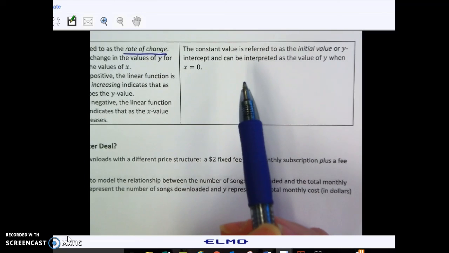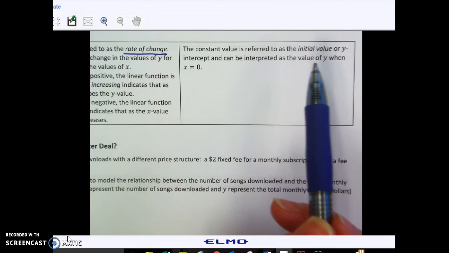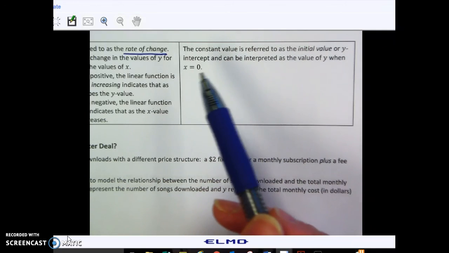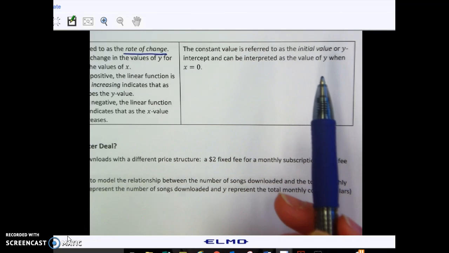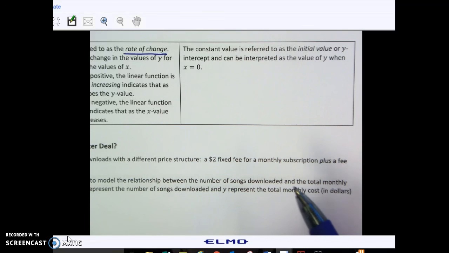The constant, the y-intercept, is referred to as the initial value, which is also the y-intercept, and is where x equals 0 on your graph.